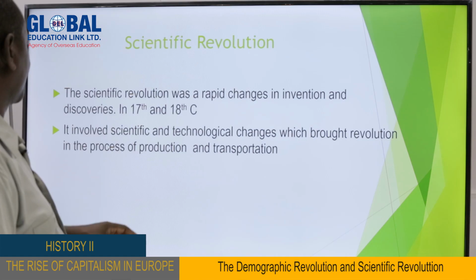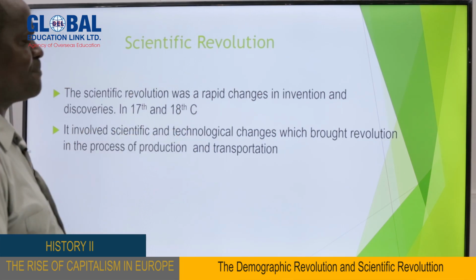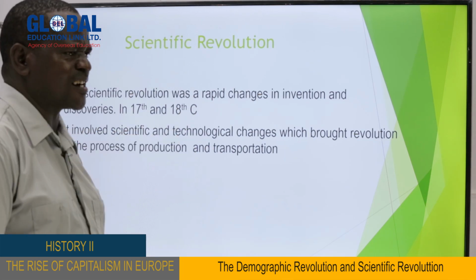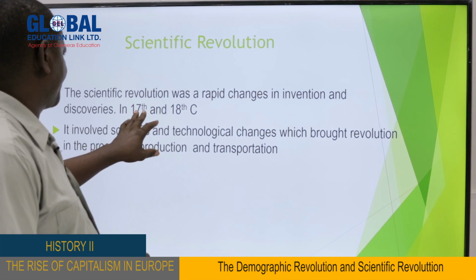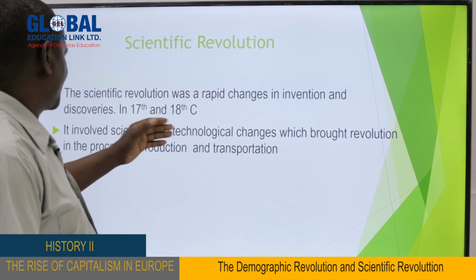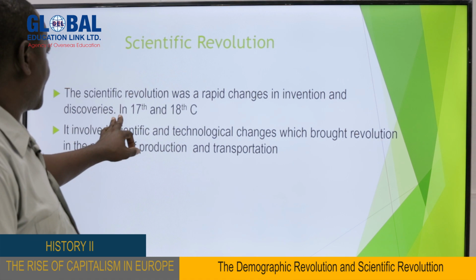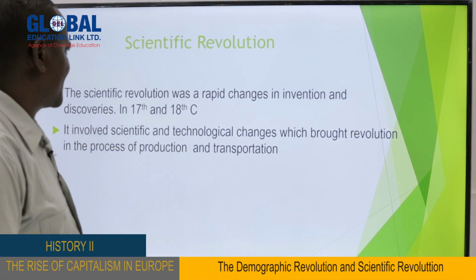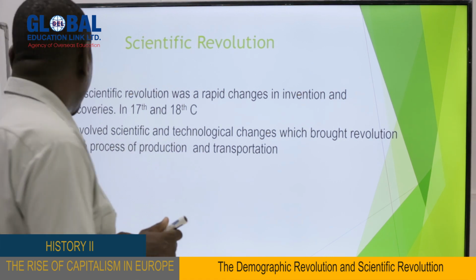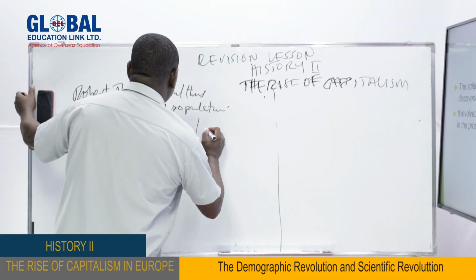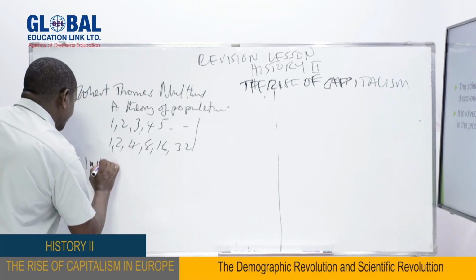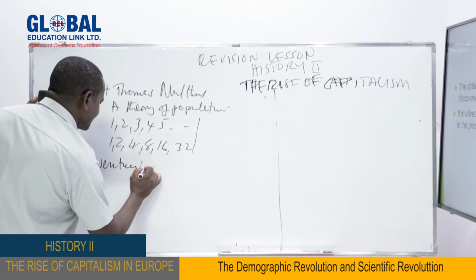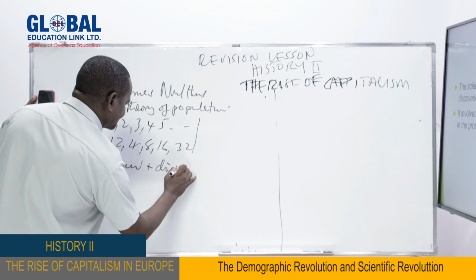What is scientific revolution? Scientific revolution was a rapid change in inventions and discoveries in the 17th and 18th centuries. So in the 17th and 18th centuries, this is what we call scientific revolution. There are two things here, my dear students. The first thing, we talk about the inventions, and also we talk about the discoveries.